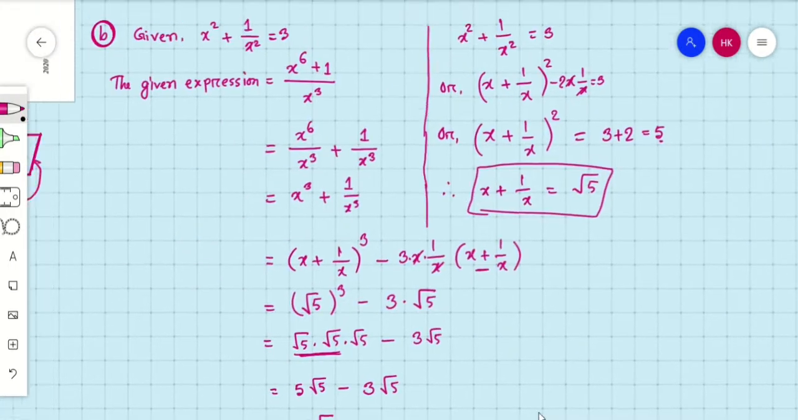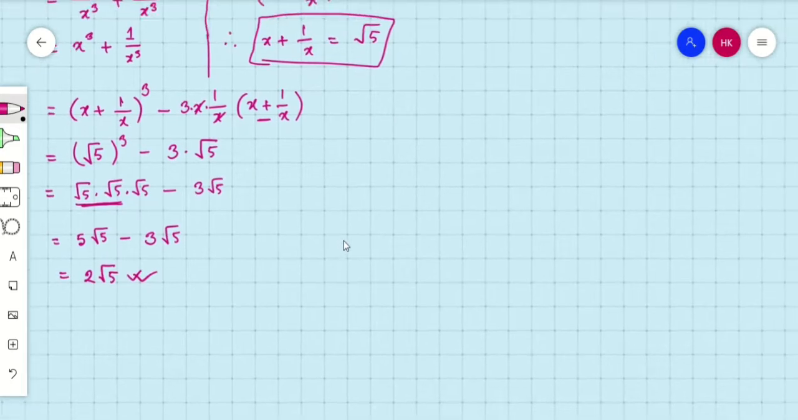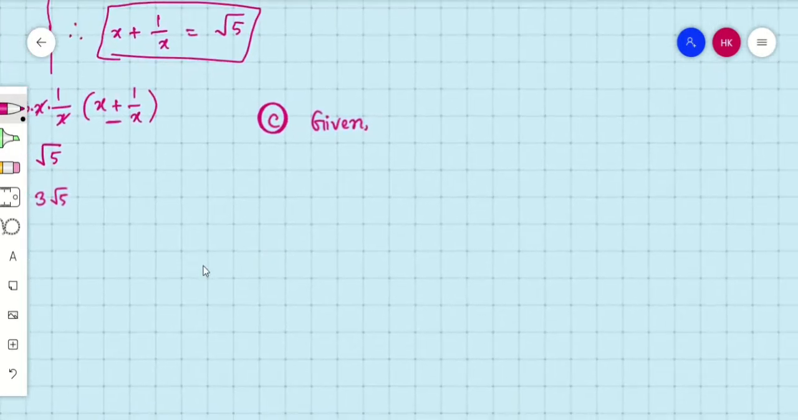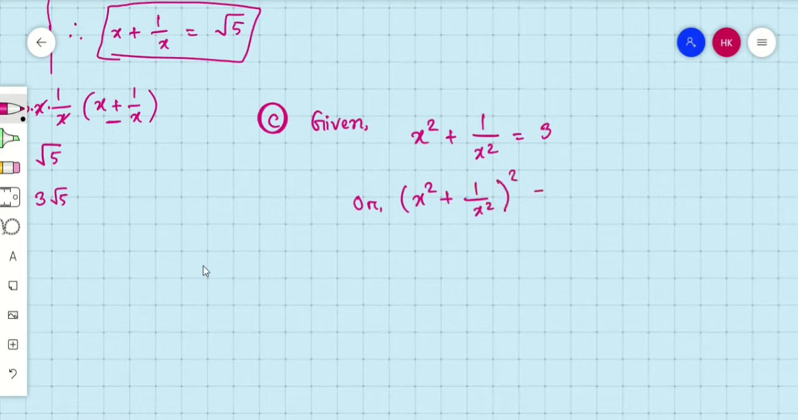Here again we can write question number C, given x square plus 1 by x square is equal to 3, and then if we square on both sides, (x square plus 1 by x square) whole square is equal to 3 square, and we can give a side note here by squaring both sides.